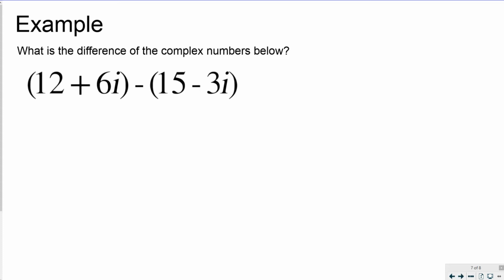And finally, what is the difference of the complex numbers below? So 12 plus 6i, take away 15 minus 3i. So I'm going to take 12, take away 15. 12 take away 15 is negative 3. And then 6i, take away negative 3i. So 6i, take away negative. Minus minus is really adding. So 6i, take away negative 3i is 9i. And it's positive 9i, so I'm going to use a plus sign to keep negative 3 and 9i separate. So my final answer for the difference of these two complex numbers is negative 3 plus 9i.